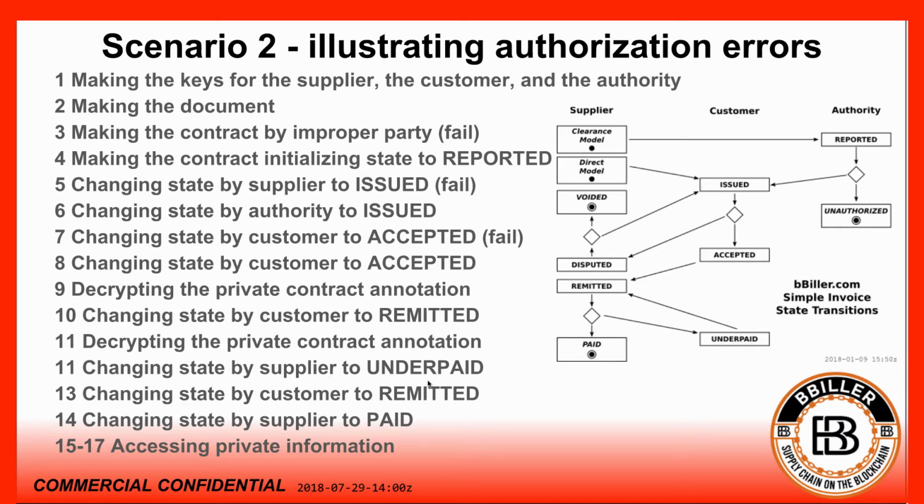The supplier will indicate that it's underpaid. The customer will then report a remittance again, and the supplier will indicate that indeed it is fully paid, just as in the last scenario. But what this scenario shows is both the different behavior in the presence of the authority and some examples of failure conditions when making calls to the BBILLER smart contract.